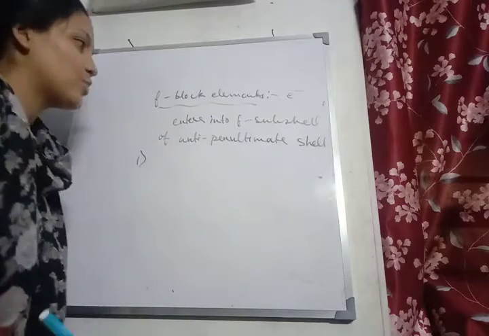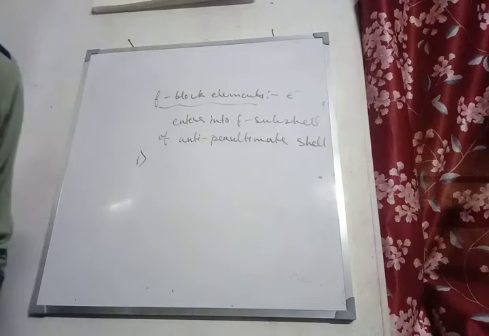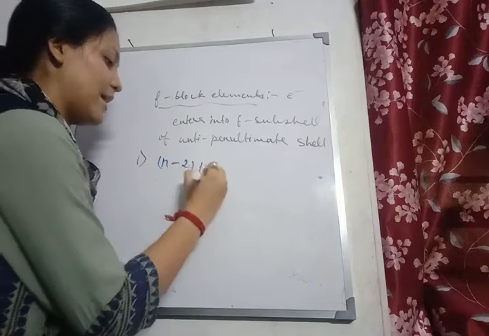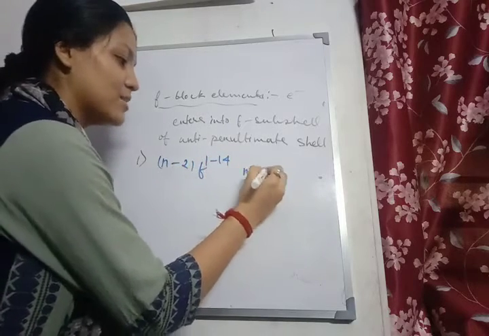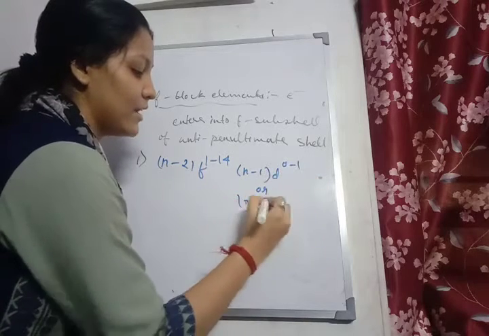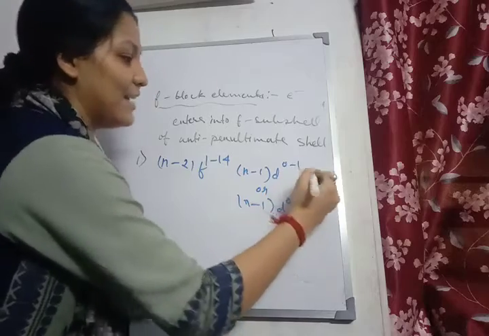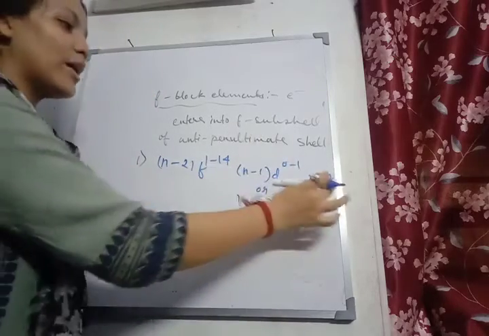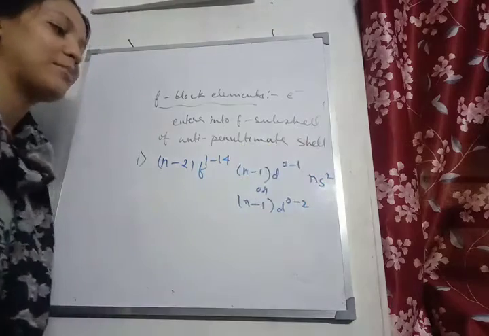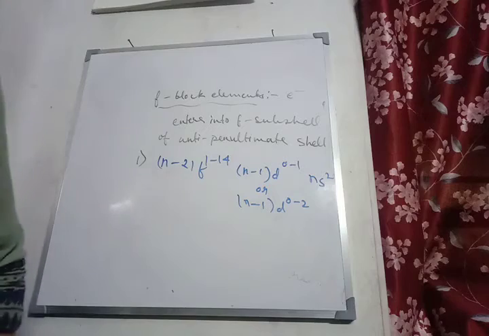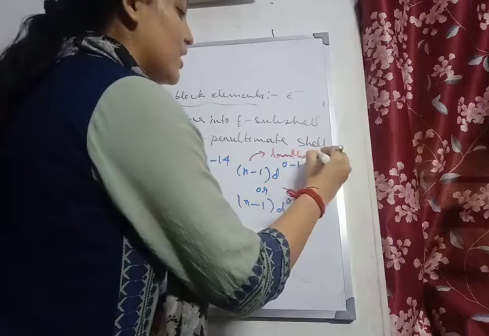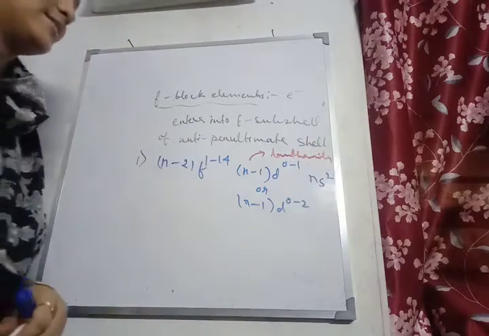So let's look into the properties. First one, their general electronic configuration is given as n-2 F 1 to 14, n-1 D either 0 to 1 or 0 to 2, and ns2 is common. So F and S are common. Now this D can vary. When it's 0 to 1, we term them lanthanides. And when it is 0 to 2, they are actinides.